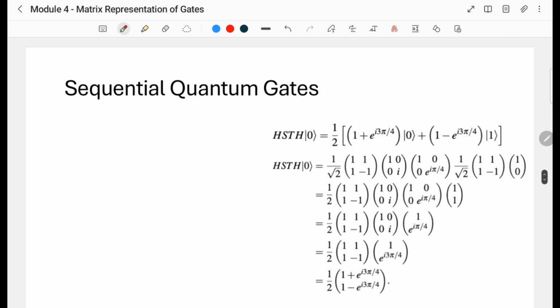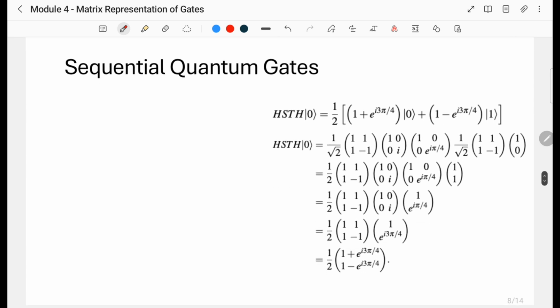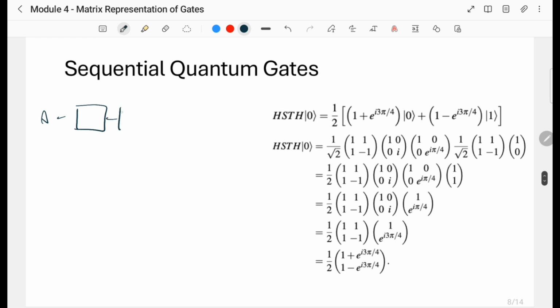Okay, so let's move on. Now we will try to apply these gates or these quantum gates in series. What does that mean? We discussed this last time as well. We take in input A, we apply multiple gates.